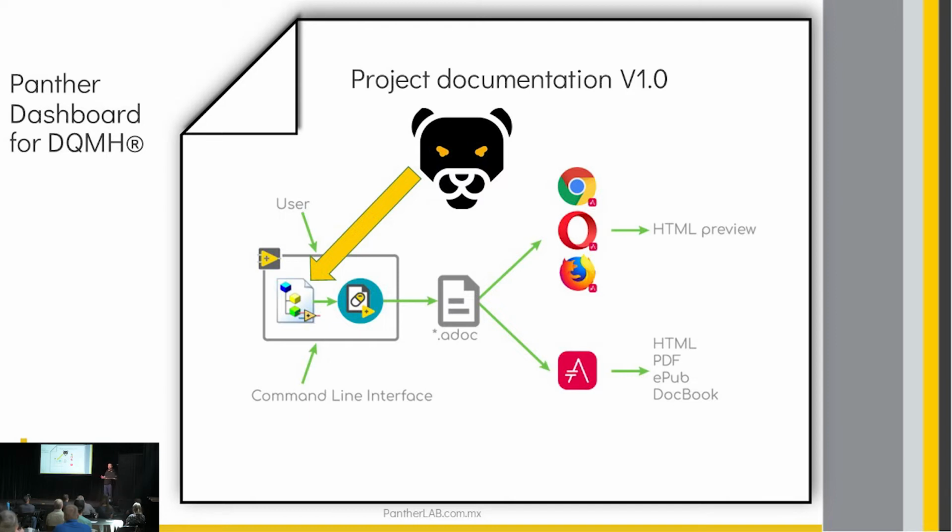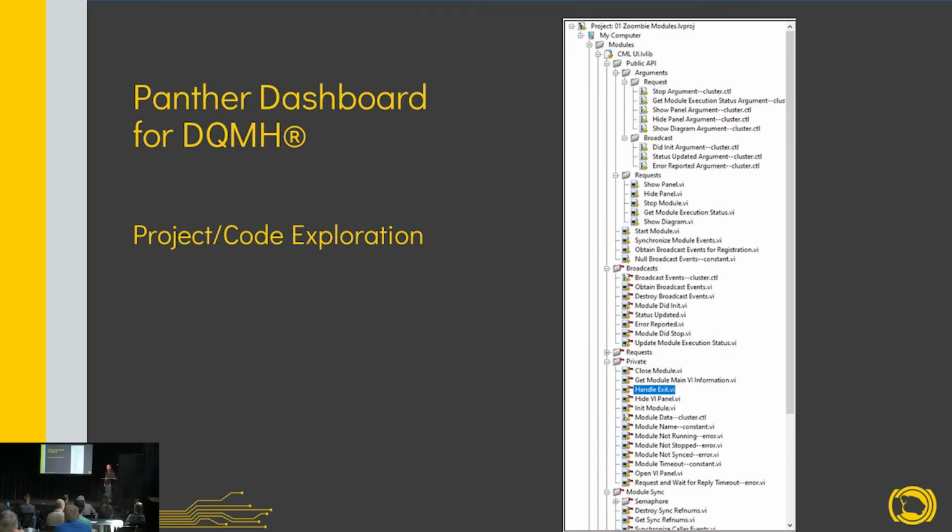So Panther Dashboard tries to help you update the documentation in your project, just by navigating into the events, libraries, etc. The project navigation. This is just one DQMH module. When I was learning DQMH, I was confused about which VIs I can use, what this VI is for, etc., etc.